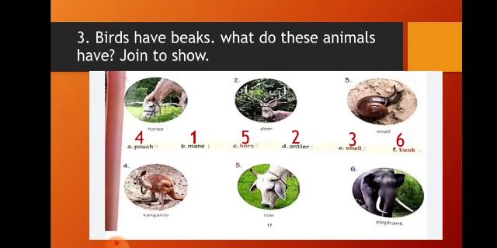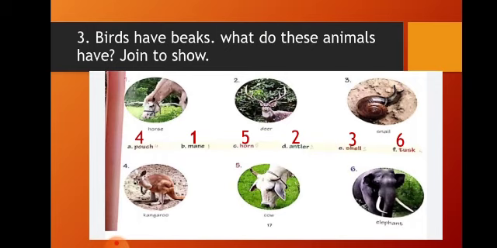Take a pencil and a scale and match the picture with the suitable words given. I have highlighted the words with numbers. So the first one is pouch. Match it with kangaroo. B is mane. Match the picture of horse. That is first one. C is horn. Match the fifth picture, cow.